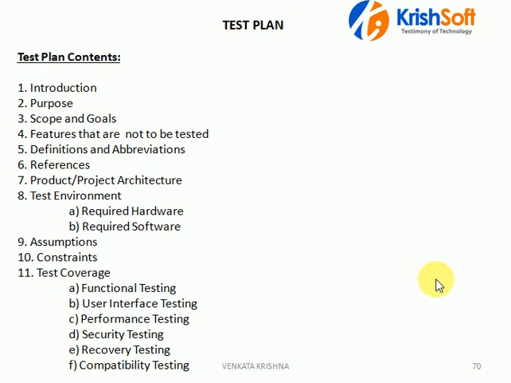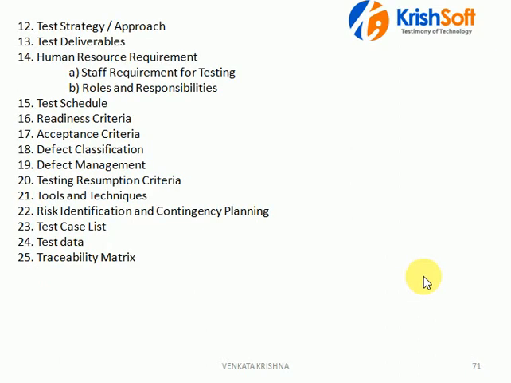Usually this template is not common to all companies. The template may vary from company to company, or they may add a few more sections to their company template, or some sections may not be there in another company. This is the common template that most companies use, and I am explaining it to you. Coming to the test plan contents, first is introduction, purpose, scope and goals, what features we need to test, the different definitions and abbreviations, and the references required to prepare this plan. There are 25 sections like this. Let me discuss each and every section very clearly in this video.